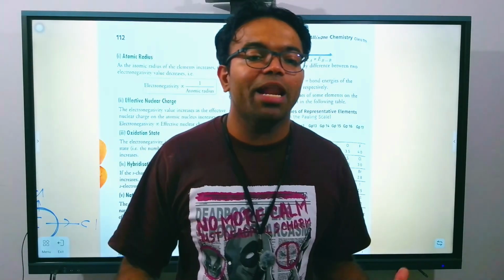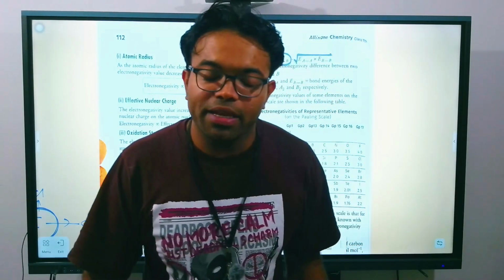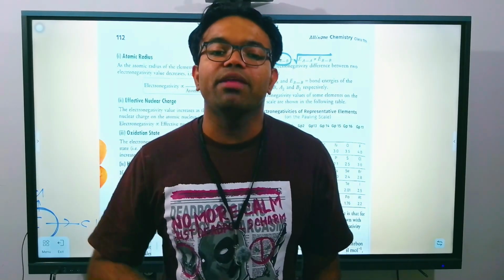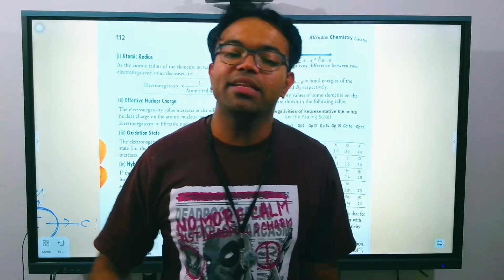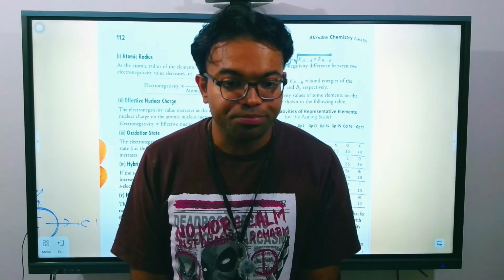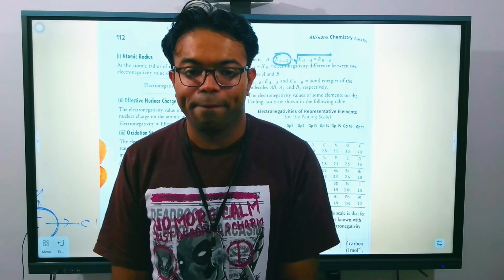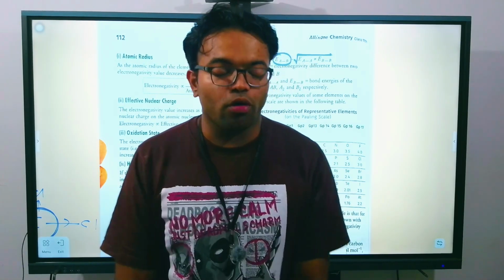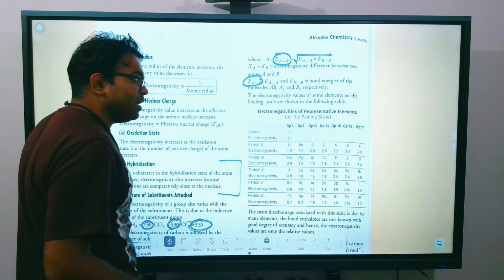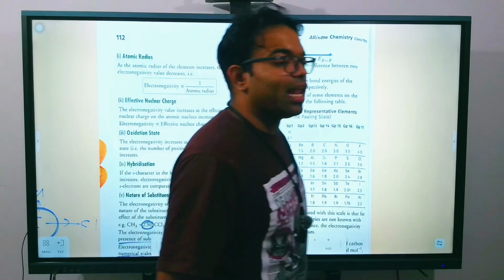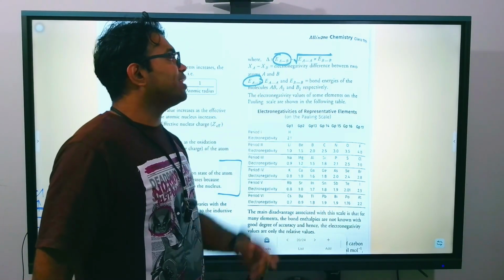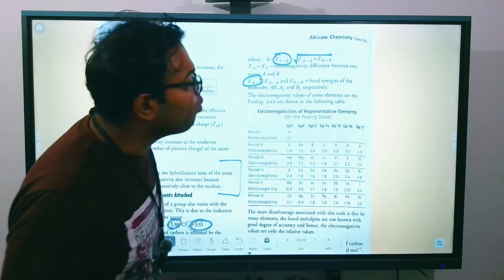Okay, bond enthalpy, if it is high, what does it mean? It means that the two atoms are attached very tightly. If the bond enthalpy is low, it means that the two atoms are not attached tightly enough. Understood? Is this point clear? So basically, EAB is the bond enthalpy between A and B. EAA is the bond enthalpy of the A2 molecule, and EBB is the bond enthalpy of the B2 molecule.